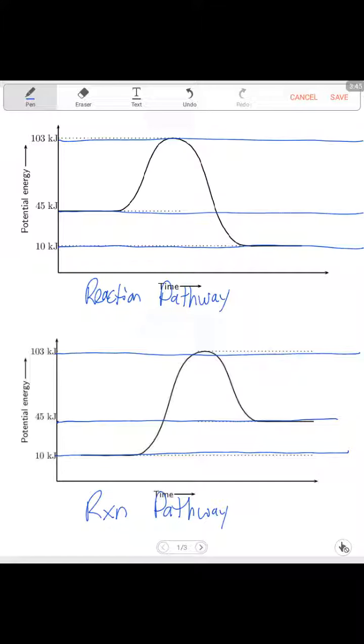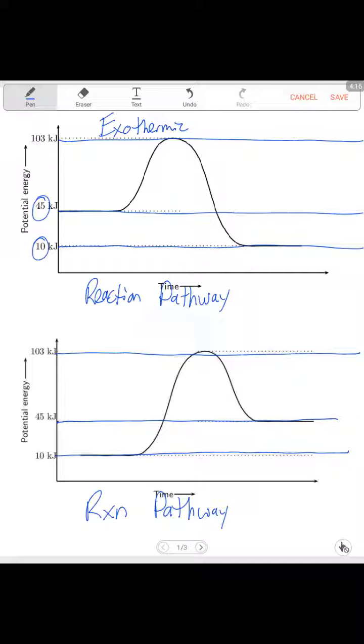So each of those has three lines. So we want to see, okay, where does the reaction begin and where does it end up? All right, so if we look at the top reaction, it starts at 45 kilojoules and it ends up at 10. Well, what's happening? It's going from higher to lower energy. So what's it doing? It's losing energy, absolutely. So what type of reaction would the top one be? If it's losing energy, exothermic. Okay, it's an exothermic graph.